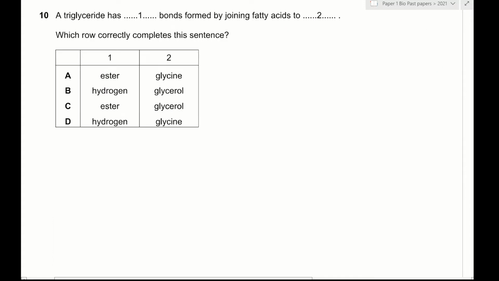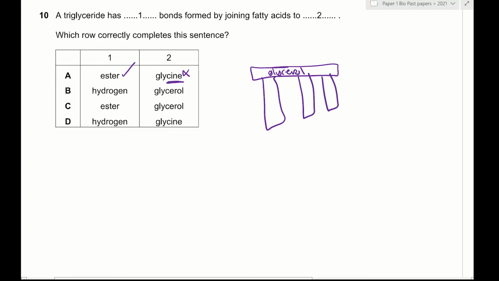It has blank bonds formed by joining fatty acids to another blank. Which row correctly completes this sentence? Let's start with A. Here it says a triglyceride has ester bonds. Ester is correct. Formed by joining fatty acids to glycine. Glycine is incorrect because glycine is an amino acid. In this case, a triglyceride is formed by joining a glycerol to 3 fatty acids by ester bonds, releasing 3 molecules of water.